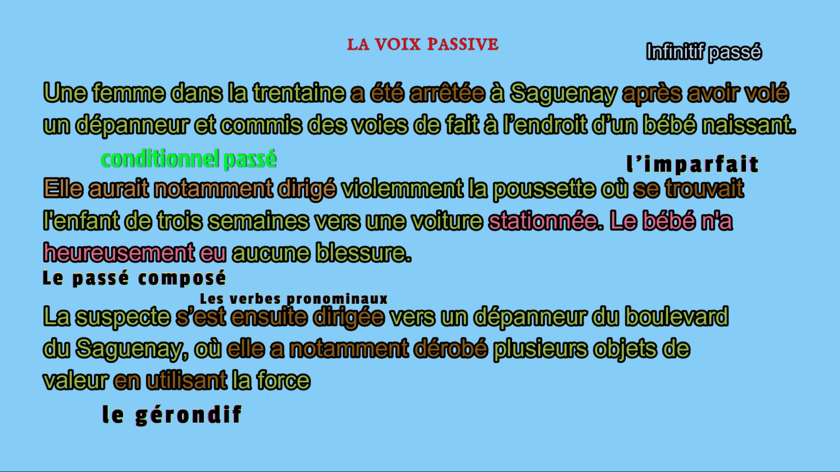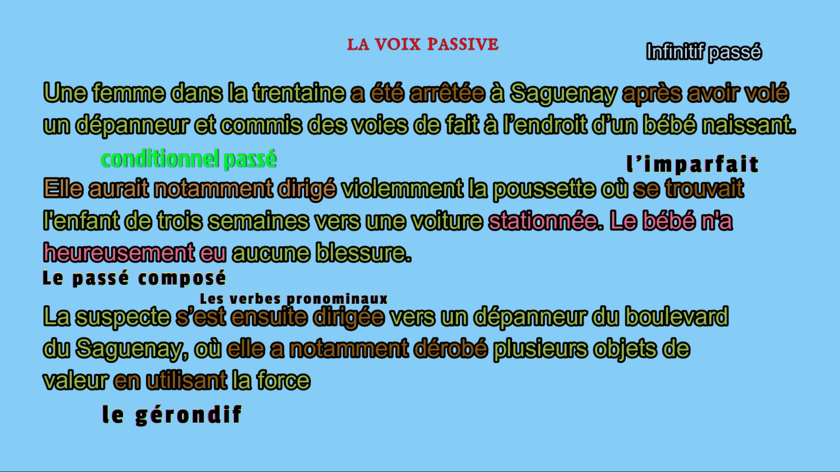Next one we have voiture stationnée. This is a passive form. And again, when we use the passive form, we use the past participle. At the end of stationnée we have an extra e. Why? Because voiture is feminine. Donc la voiture stationnée.